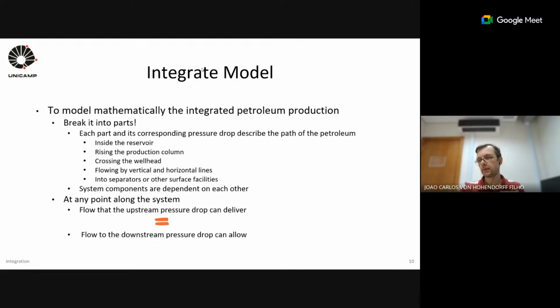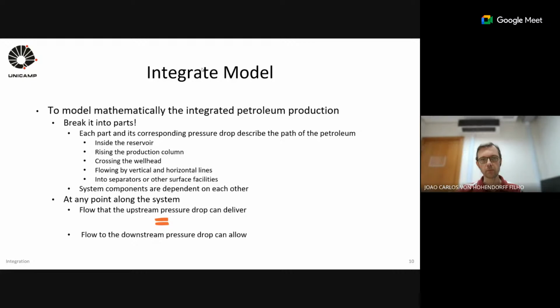If you remember, in terms of inflow performance relationship and tubing performance relationship, we have the same idea, okay? Or if you think about nodal analysis, we need to guarantee that you maintain the flow along your whole system, and you need to maintain the pressure drop along your whole system.